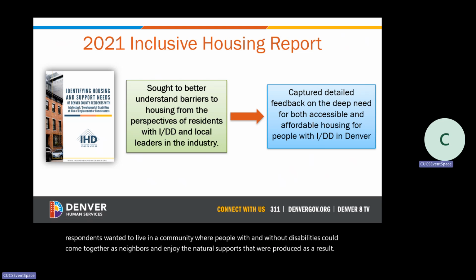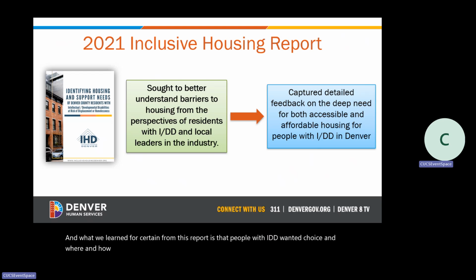And what we learned for certain from this report is that people with IDD wanted choice in where and how they lived, and they felt the ability to make that choice was inaccessible to them due to the lack of options currently available. Lastly, we learned that housing leaders did not feel familiar enough about the housing needs for people with IDD to feel empowered to create better housing that is accessible and affordable to them.